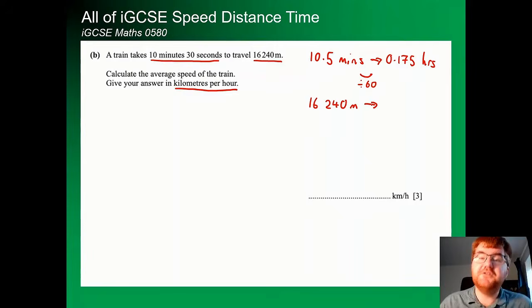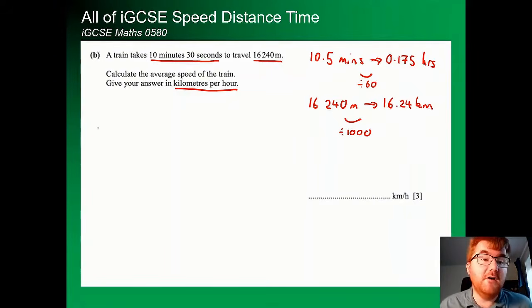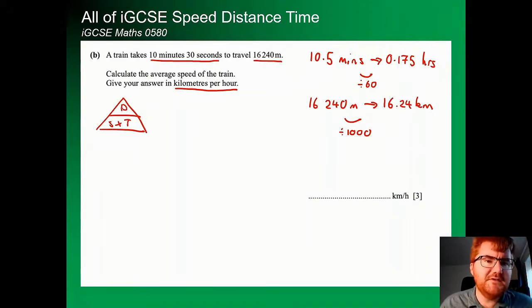Then we've got 16,240 meters. We want to convert that to kilometers, so we divide by 1,000. Remember, there are 1,000 meters in a kilometer, and if we divide that, we get 16.24 kilometers. And now this is just a very straightforward use of the speed distance time rule. So we want to find the speed, so we need to do distance divided by time. So speed is equal to 16.24 divided by 0.175.